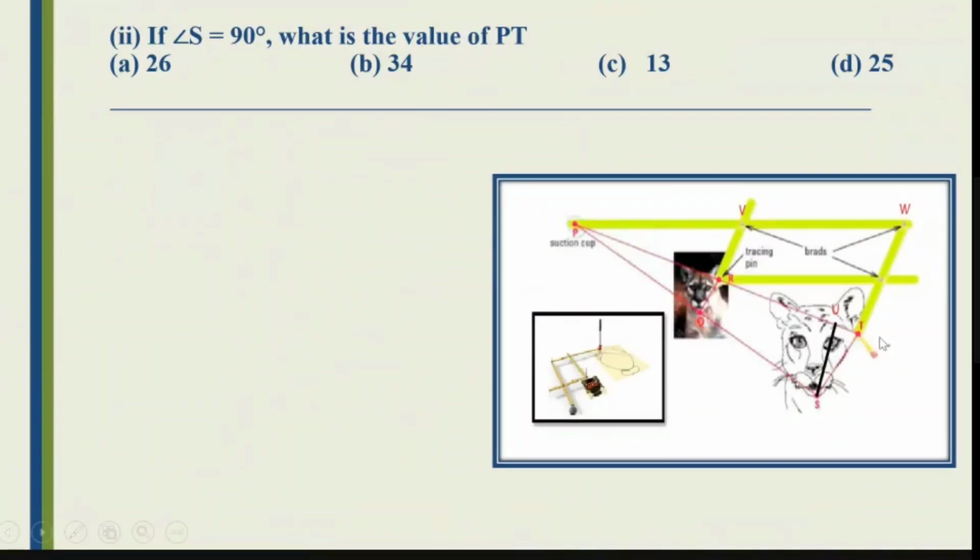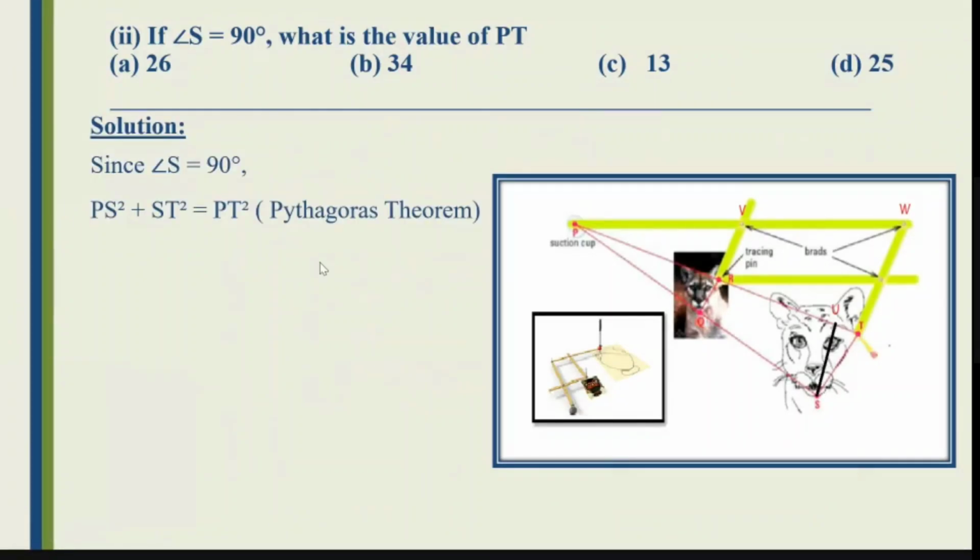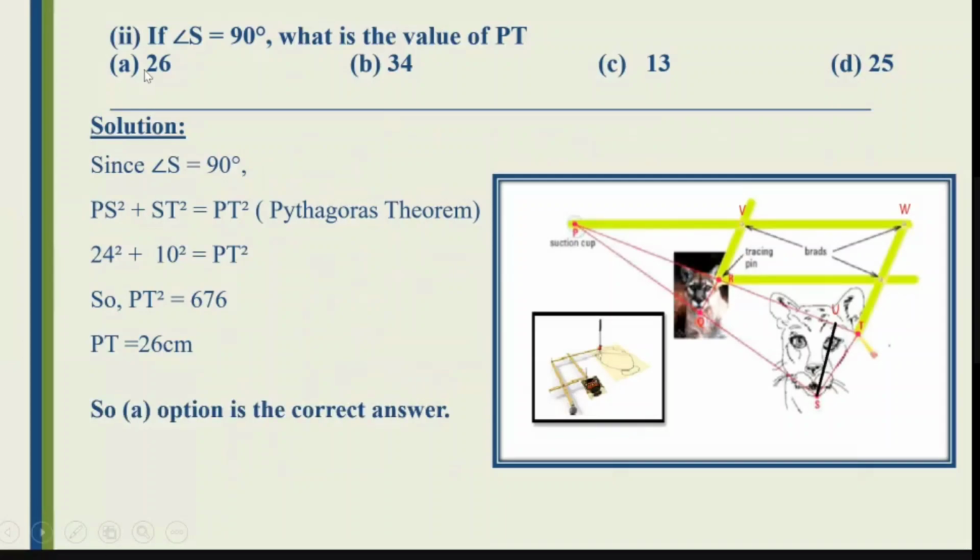See the figure once again. We've been given that this angle is 90 degrees. So which theorem can be used? I hope you can recall that because this is a 90-degree angle at S, we can use the Pythagoras theorem. So I'll get PS square plus ST square will be equal to PT square. Let us put the values of PS and ST. PS is given to us as 24, ST as 10. Using that, I get PT square is equal to 676. So PT comes out to be square root of 676, which is equal to 26 centimeters. So I get the value of PT as 26. That means A option is the correct answer. We'll mark that correct.